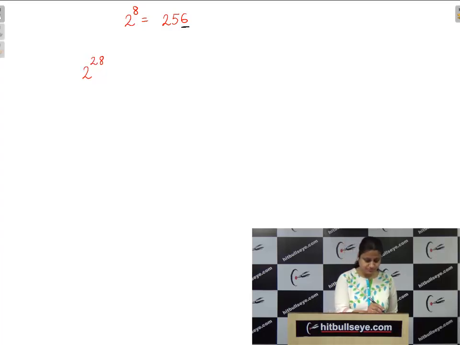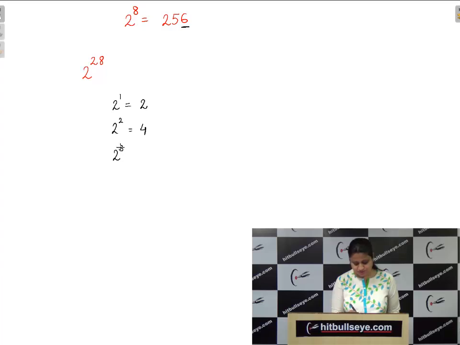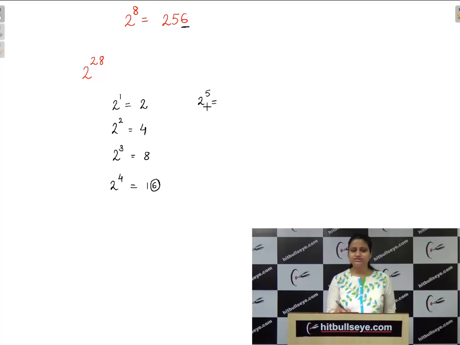Now, as we know, 2 raised to power 1 is nothing but 2. 2 squared is 4. 2 cubed is 8. 2 raised to power 4 is 16. But we are considering only the unit place. That's why I am taking 6 only. Now come to 2 raised to power 5. What is 2 raised to power 5? That is 32. Once again, I am considering only the unit place. That's why I am taking 2.